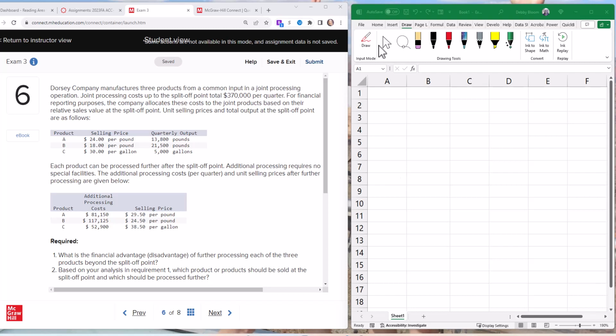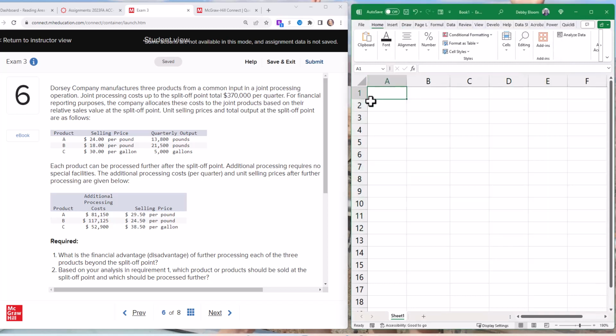In this video, we're going to look at your final exam, problem number 6. In this problem, Dorsey Company manufactures 3 products from a common input in a joint processing operation. Joint processing costs up to the split-off point total $370,000 per quarter. Those costs are not relevant to the problem, do not matter. For financial reporting purposes, the company allocates these costs to the joint products based on their relative sales value at the split-off point. Unit selling prices and total output at the split-off point are as follows.